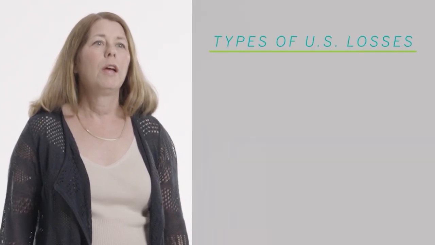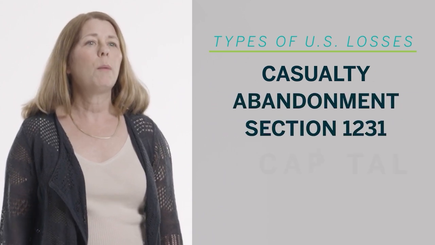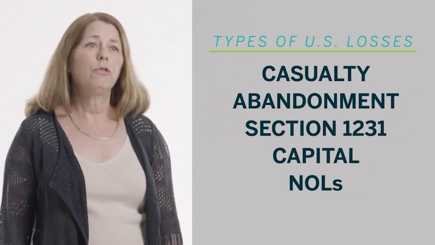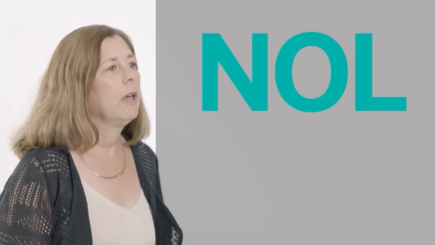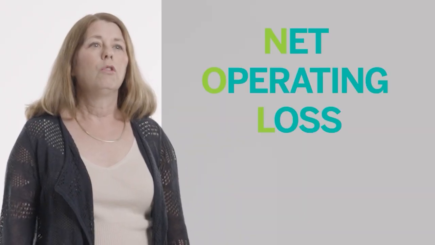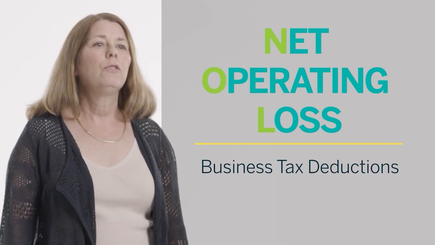In the US tax world, there are lots of different types of losses. Casualty losses, abandonment losses, Section 1231 losses, capital losses, net operating losses or NOLs, and passive activity losses or PALs. I'm going to focus on the last two, net operating losses and passive activity losses. And at the end of my presentation, you will agree with me that a passive activity loss, or PAL, can be your pal.